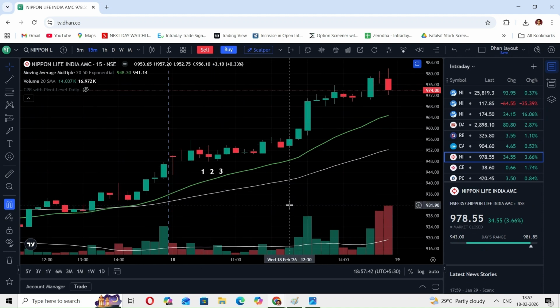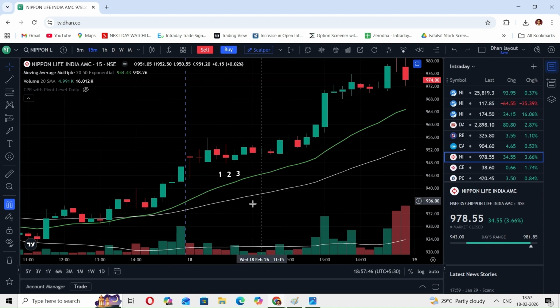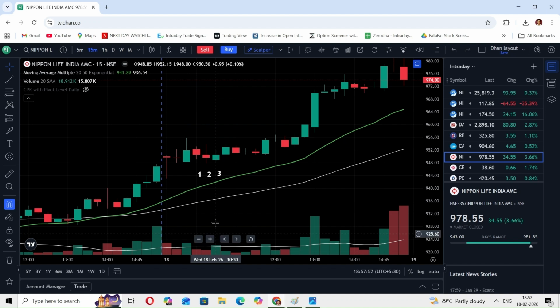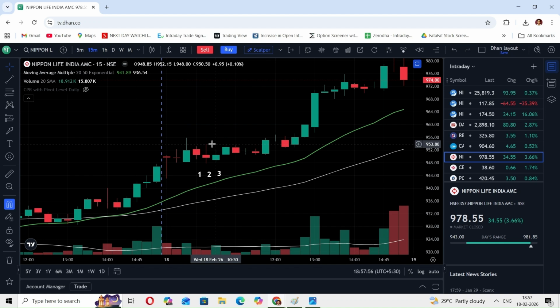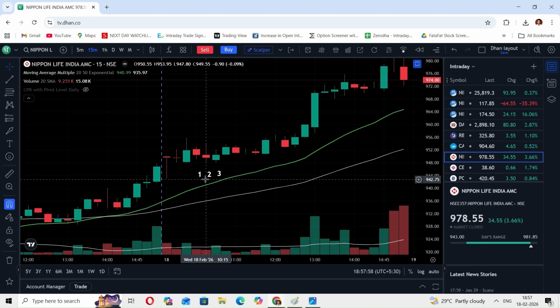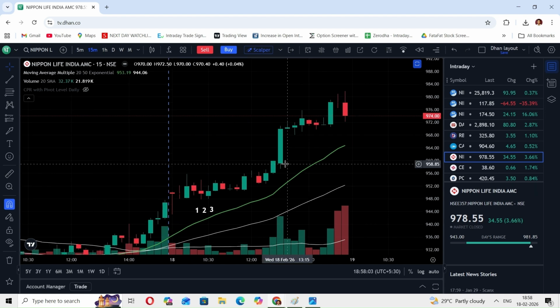Again, this was the trade where I got a 2R profit. See here, first candle, second candle, third candle, perfect three candle setup was formed. Green candle has the highest volume. So I took a trade at high of this particular candle. Low was my stop loss. And I got a 2R profit in this particular trade.